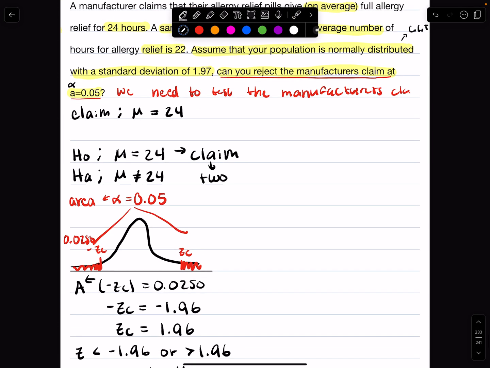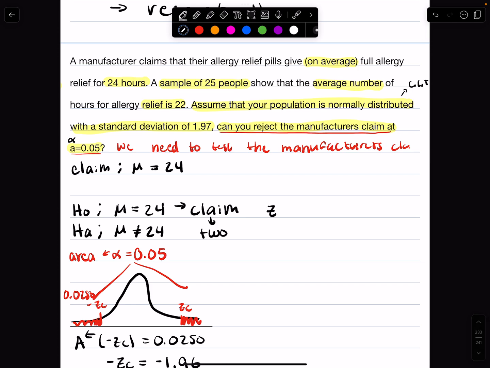So let's see what the z value is for this situation. Well, to compute a z value, I need my sample mean minus my population mean, divided by my population standard deviation, divided by the square root of n. Typically, as we go through this question, I'll write down, since it says a sample of 25 people, that means n is 25.